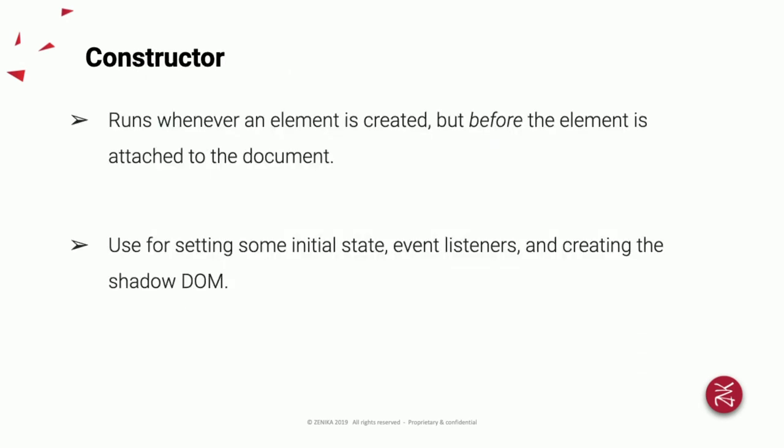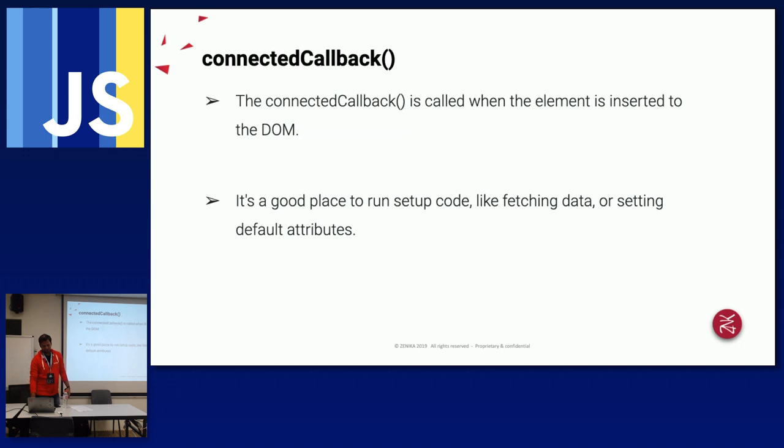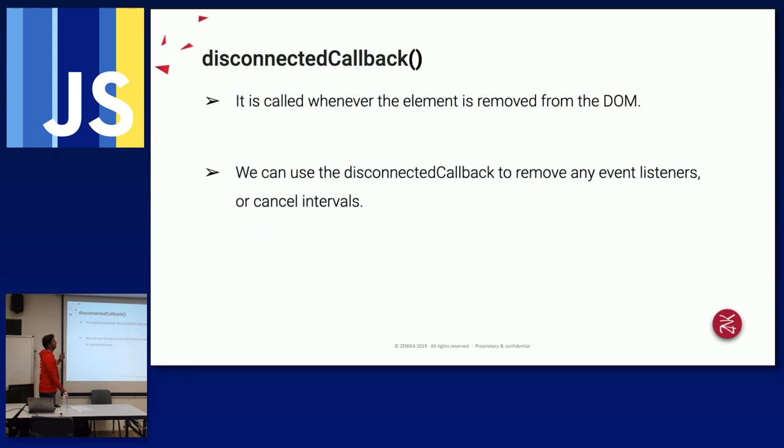Here is the short definition of when you can use each. The constructor gets executed whenever your element gets created, and it's good for setting up the initial state, binding event listeners, and creating the Shadow DOM. Connected callback is called when your custom element is inserted into the DOM, and it's good for fetching data, making Ajax calls, and setting default attributes in your application. Disconnected callback is used to detach your event listeners, cancel time intervals, and free up memory.